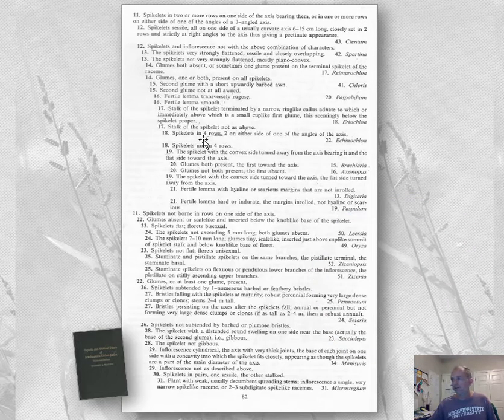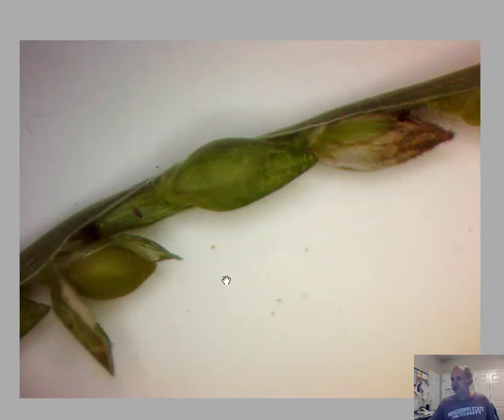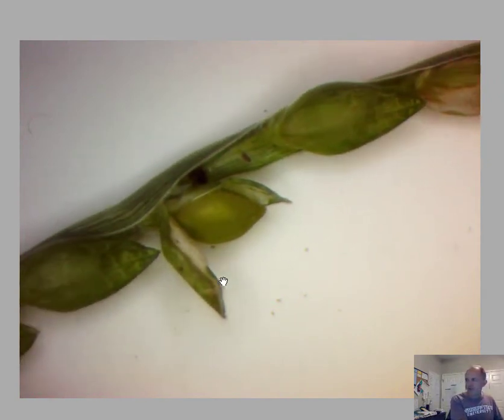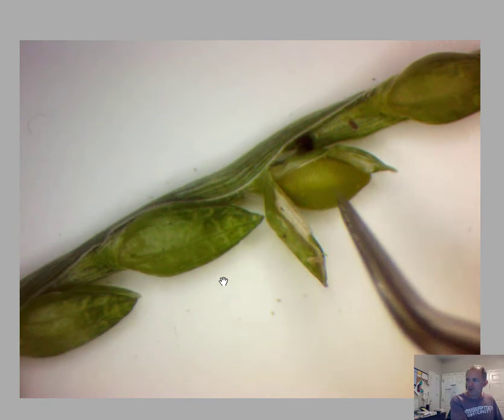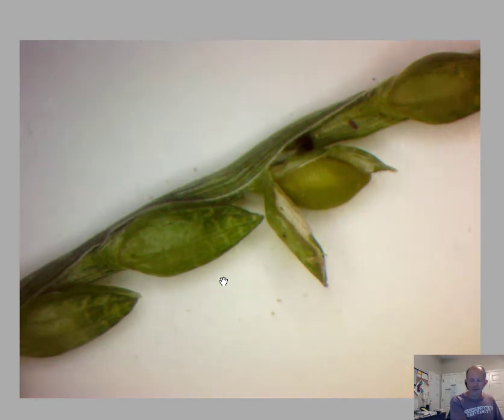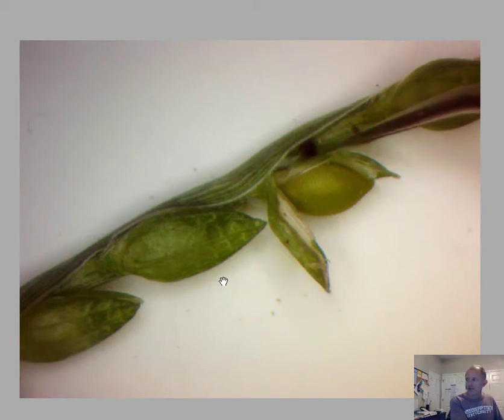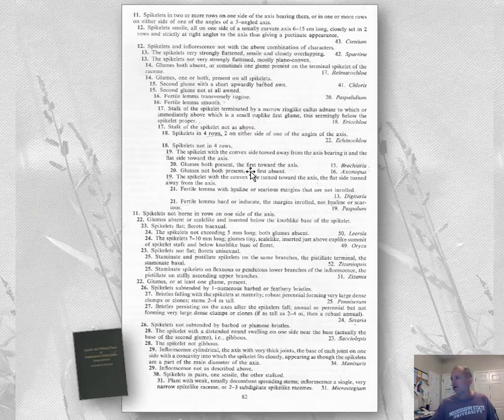Okay, so we saw earlier there are only 2, so we know it's not this one. Spikelets not in 4 rows. And now the spikelet with the convex side turned away from the axis bearing it. All right, and so that's the case here. The lighting is being pretty uncooperative in a lot of ways with us, but I don't know how well you can tell it, but on this thing right here, the curved side is over here, and then the flat side is back around behind here. Okay, so the flat side is toward the axis on this thing.